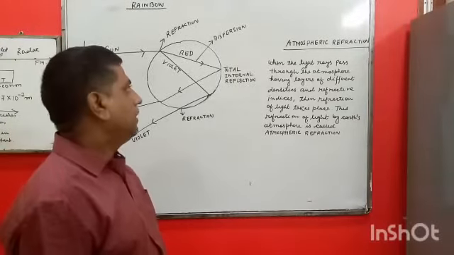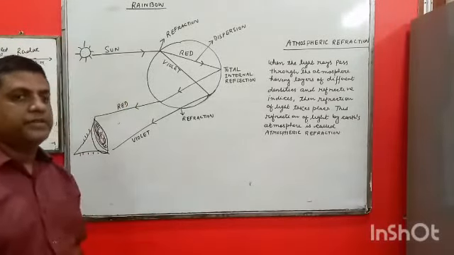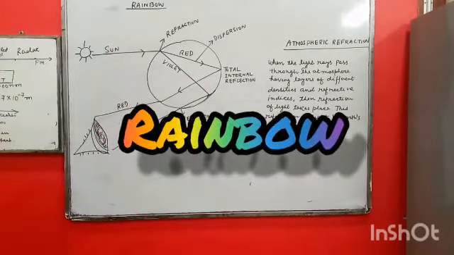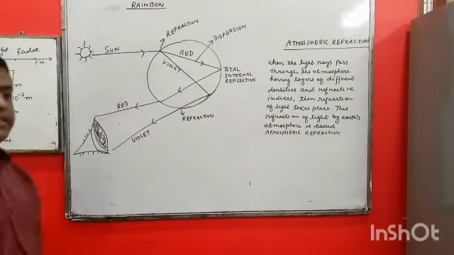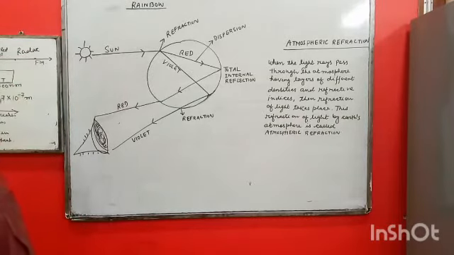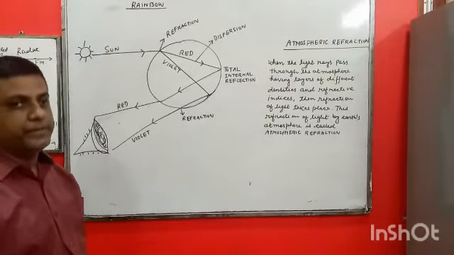Hope you are fine. Now you have the knowledge of dispersion and prism. But today we are going to discuss rainbow. A rainbow is a good example of dispersion of light in nature. And it is nothing but what? A concentric circular arc in the sky.